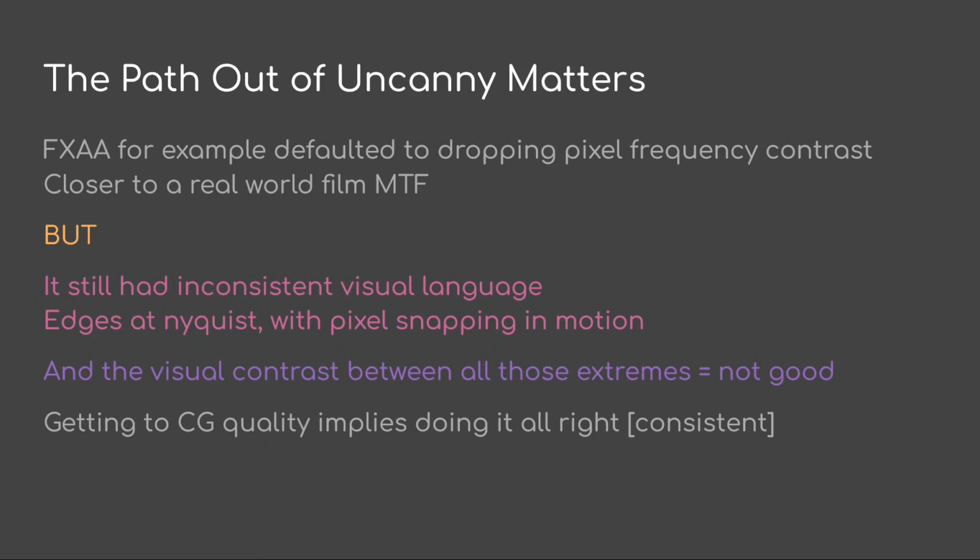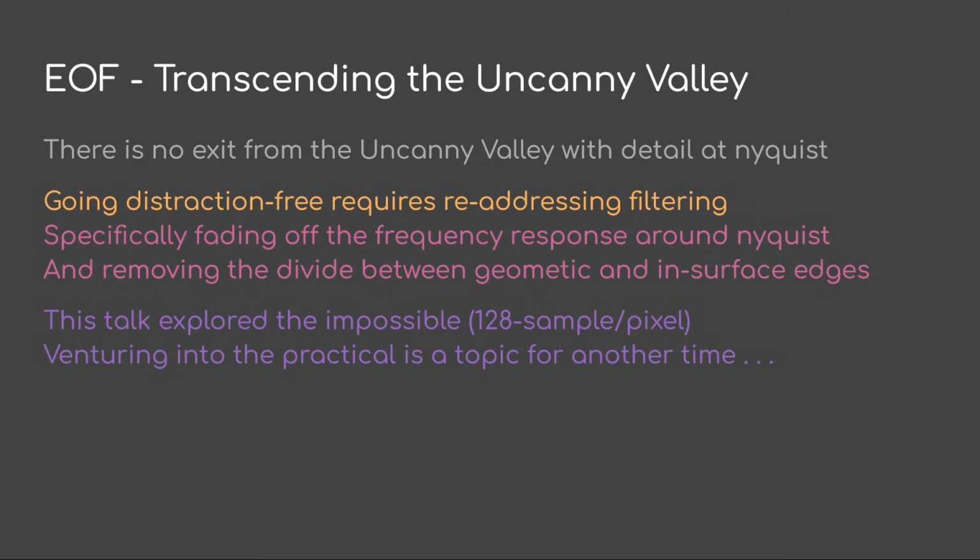If we want to get closer to CG quality, it implies doing everything right and doing it consistently across all aspects of the visual language. So transcending the Uncanny Valley. There is no exit from the Uncanny Valley with detail at Nyquist. If we want to go distraction-free, that requires readdressing filtering in the modern times. Specifically, fading off the frequency response around Nyquist, and removing the divide between geometric and in-surface edges.